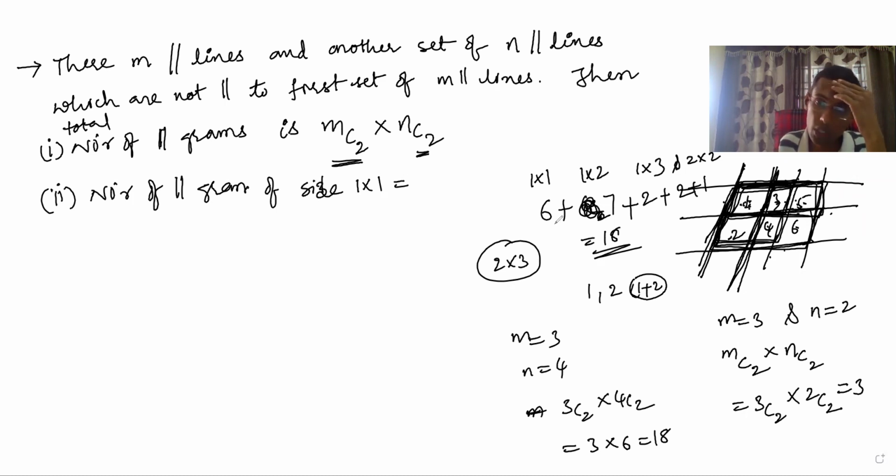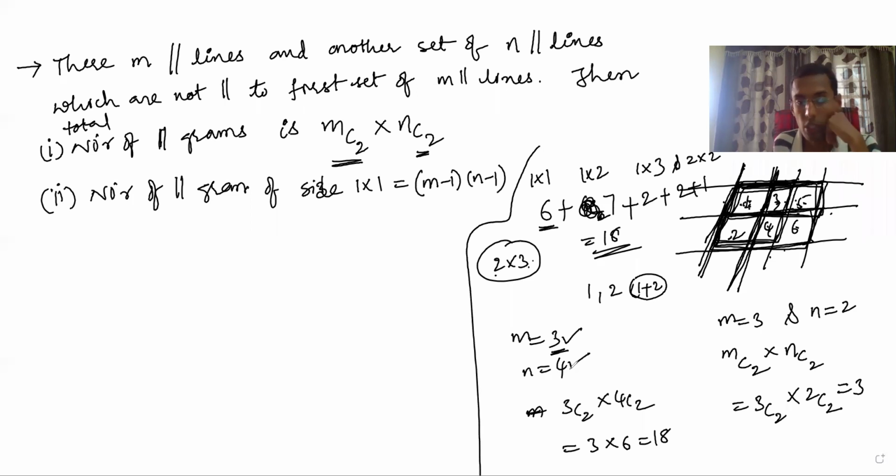So you are able to see here 6, 2, 3. Out of 3, you select 2. Here 3 is there, here 4 is there. So you select, you remove 1. That means M minus 1 into N minus 1. Please understand this: M minus 1 into N minus 1.